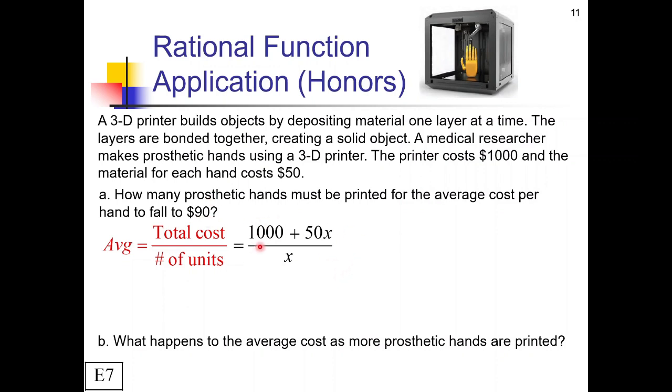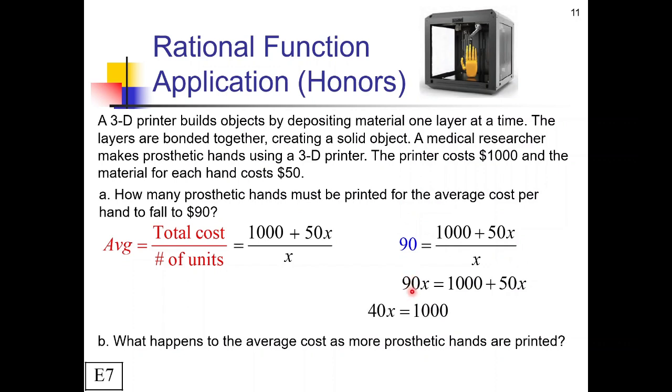All right, so we're going to set 90 equal to all this. And to solve for x, one thing that would be helpful would be getting x out of the denominator, which I can do if I multiply both sides by x. So this will give us 90x equals 1,000 plus 50x. And then if we subtract 50x over here, we have 40x equals 1,000. And then 1,000 divided by 40 is just going to be, well, let's see here. If I had 100 divided by 4, that would be 25. So 25 hands will give us the average we're looking for.